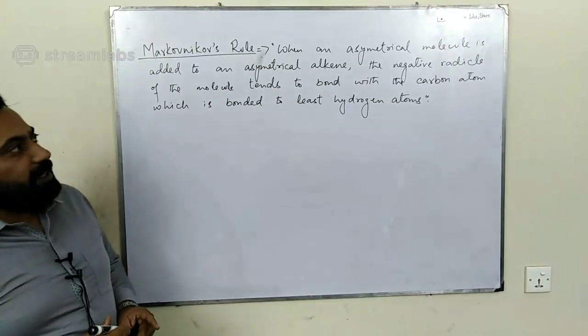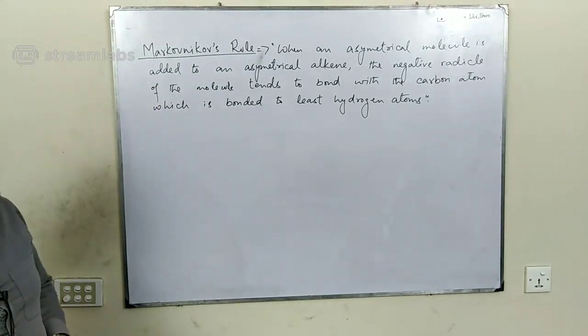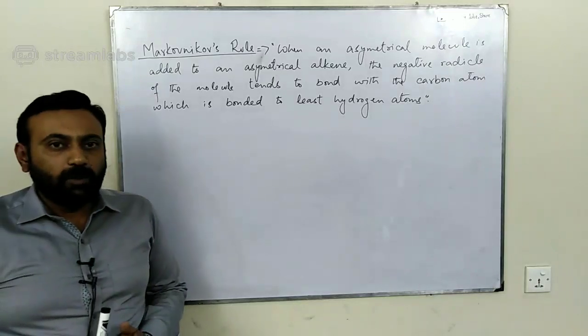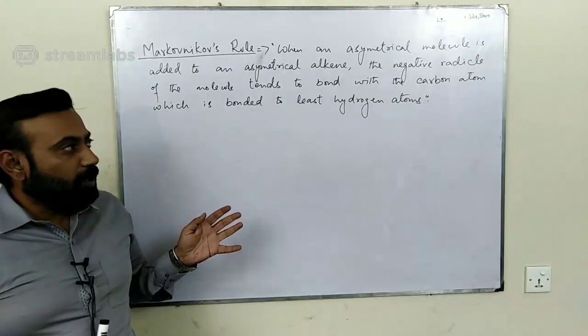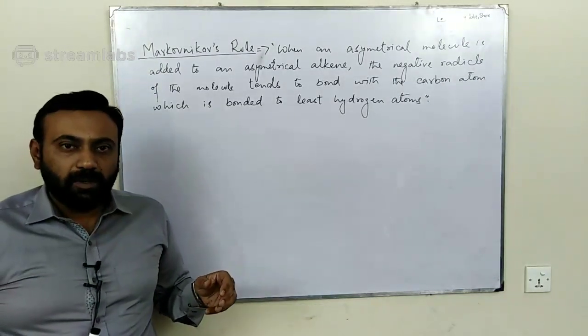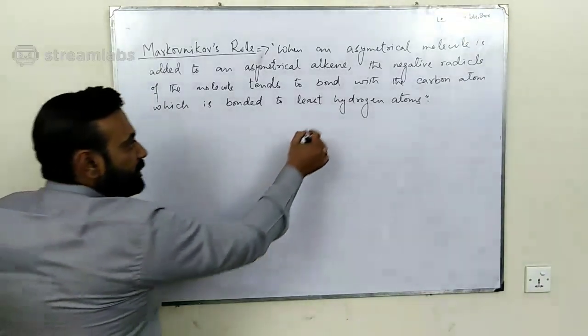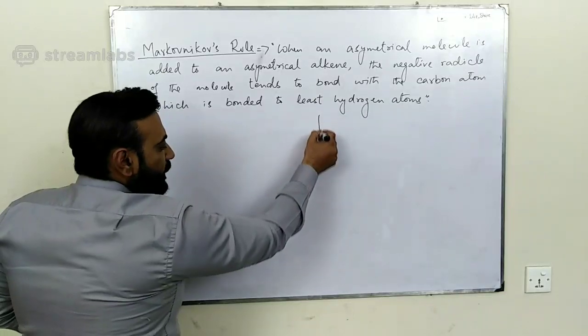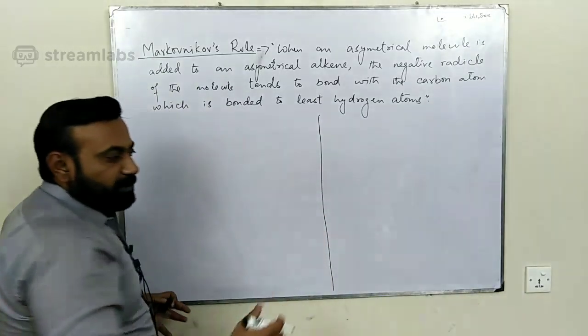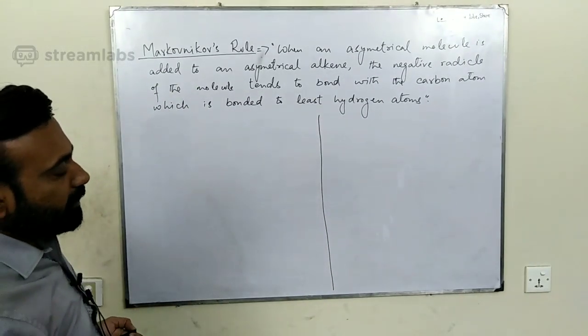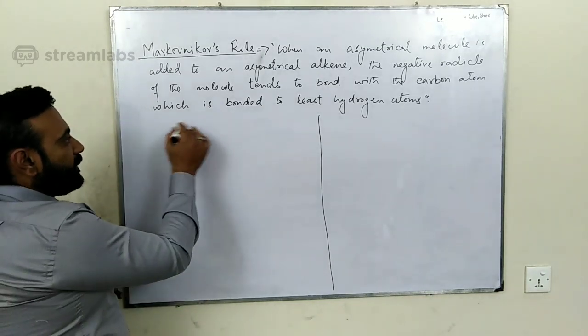when an asymmetrical molecule is added to an asymmetrical alkene, the negative radical of the molecule tends to bond with the carbon atom with least number of hydrogen atoms. Now let us see what are symmetrical and asymmetrical molecules and what are symmetrical and asymmetrical alkenes.